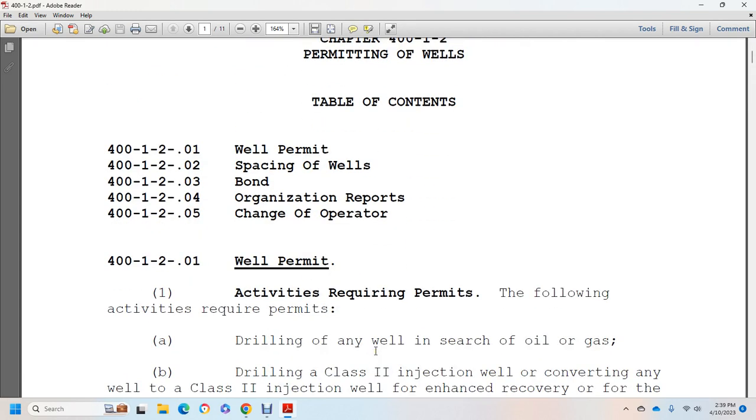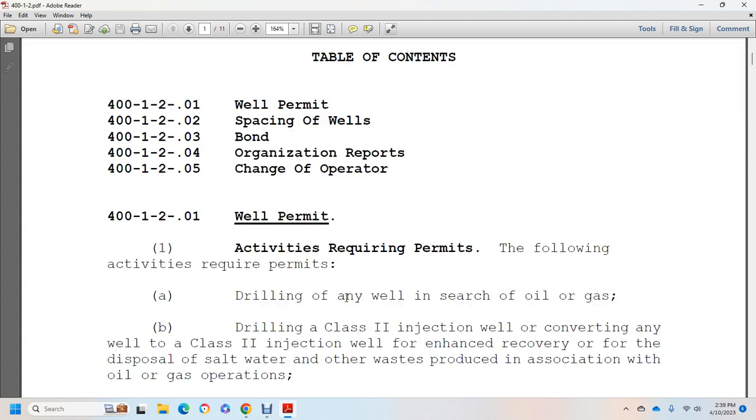Alright, 401-201, well permit. Activities requiring permits. The following activities require permits: A, drilling any well for oil and gas. B, drilling a Class 2 injection well, or converting a well to a Class 2 injection well, for enhanced recovery or for the disposal of salt water and other waste produced in association with oil and gas operations.